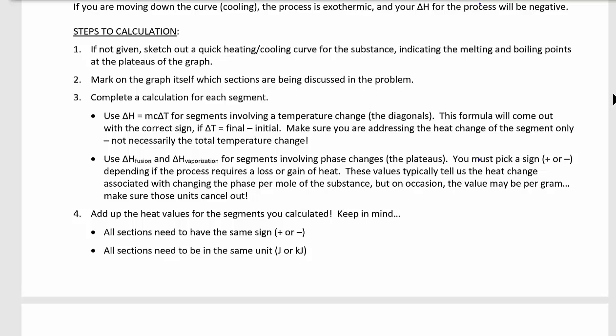We're going to use delta H equals mC delta T for segments that involve temperature changes. In other words, when you're heating or cooling a solid, heating or cooling a liquid, or heating or cooling a gas. So those are the diagonal portions on your heating and cooling curve. This formula will come out automatically with the correct sign when you do your delta T final minus initial. Make sure you are addressing the heat change of the segment only, not necessarily the total temperature change. I'll go into an example of that in just a moment.